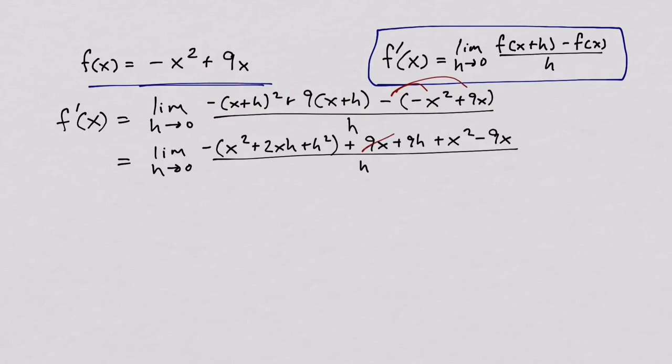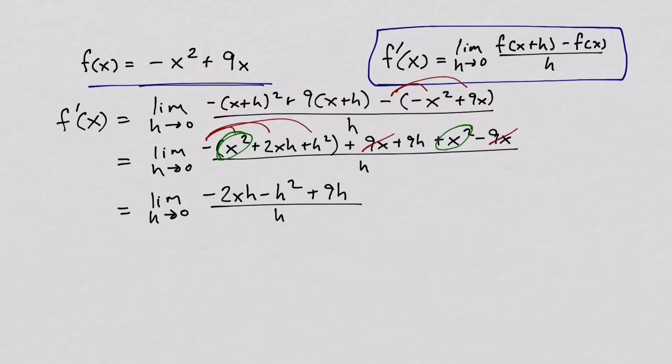You'll notice that the positive 9x cancels with the negative 9x, and we can also distribute this minus sign across to all of those terms. And when we do, the negative x squared here is going to cancel with the positive x squared there. So let me actually go ahead and do that. And in the next line, write the limit as h goes to 0, because we haven't taken the limit yet. And I get negative 2xh minus h squared plus 9h divided by h.